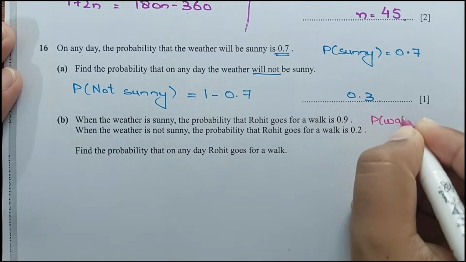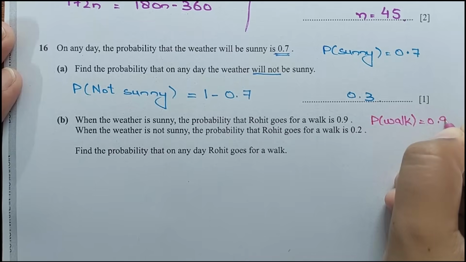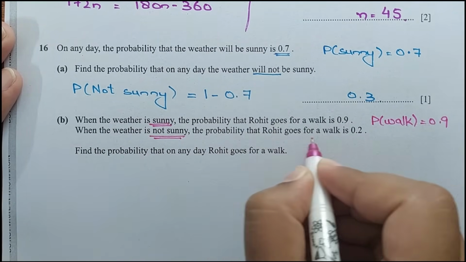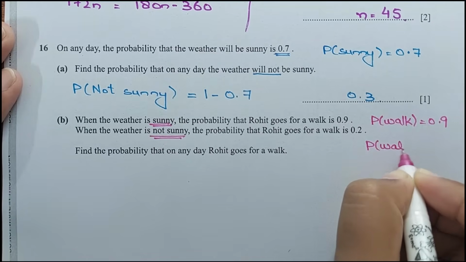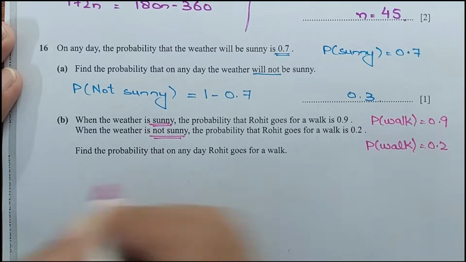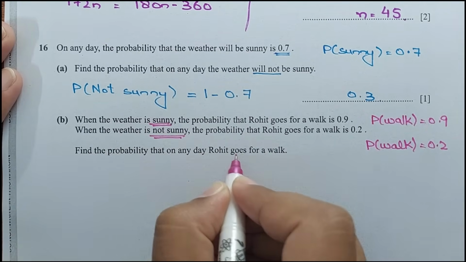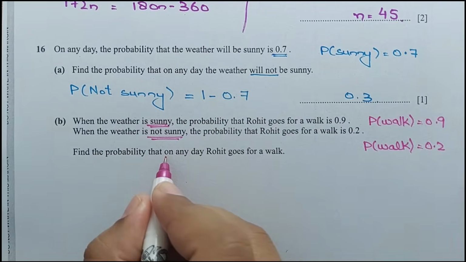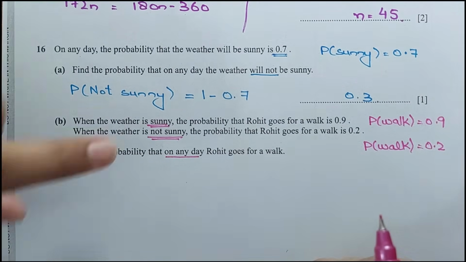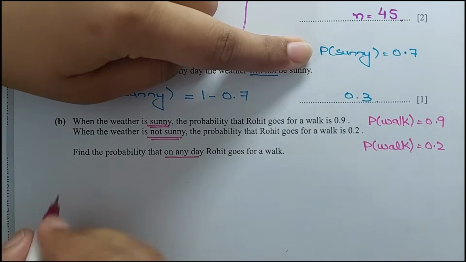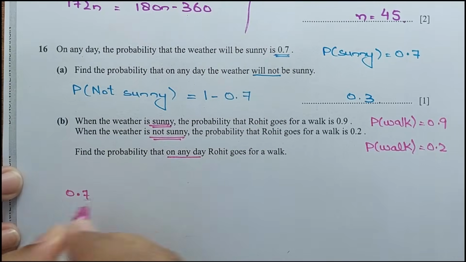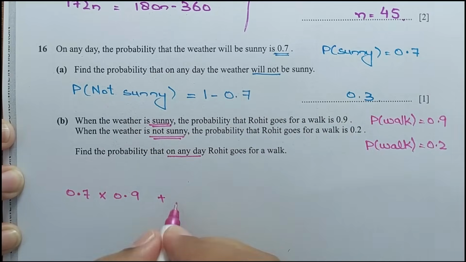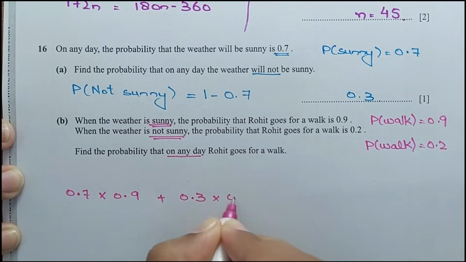Part B, when the weather is sunny, the probability that Rohit goes for a walk is 0.9. When the weather is not sunny, the probability that Rohit goes for a walk is 0.2. Find the probability that on any day Rohit goes for a walk. On any day, it can be a sunny day or a not sunny day. So the probability of sunny is 0.7, and he goes for a walk 0.9, plus the probability of not sunny is 0.3, and he goes for a walk is 0.2.